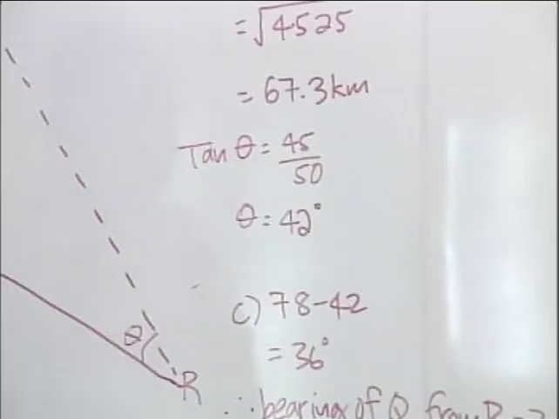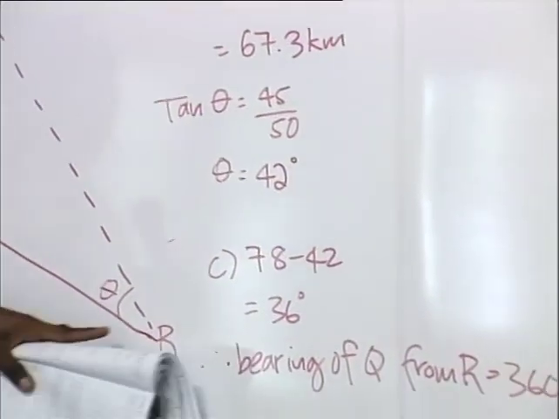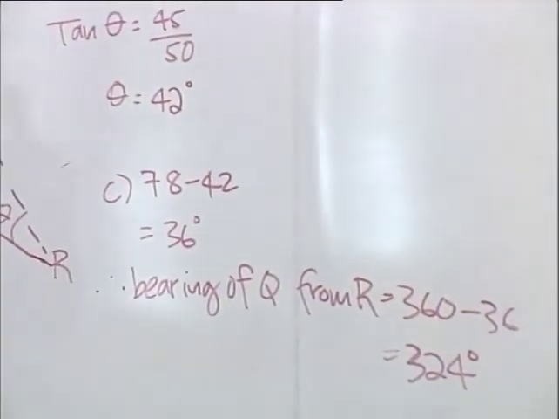To find the bearing, you have to find the tangent. Tangent theta equals 45 over 50, which is 42 degrees. And the bearing is 78 minus 42 equals 36. Therefore, the bearing of Q from R is 324 degrees.